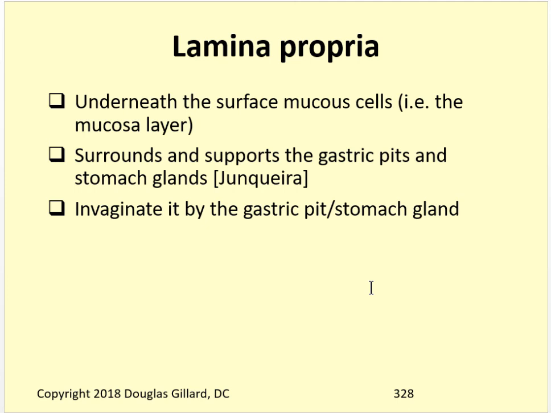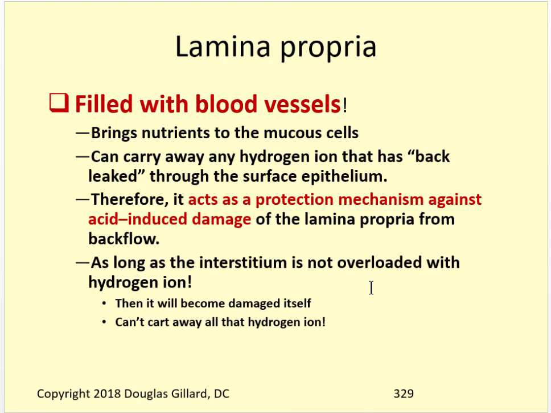Let's see. Lamina propria. Are we starting new? I think we're almost done here. Lamina propria, don't need to say too much. Again, that is the surface the mucosal cells sit on. It surrounds and protects the gastric pits. It's got blood vessels, so it helps soak up any back leak hydrogen ions. Filled with blood vessels, said this already. Brings nutrients. This is where it feeds the mucosal cells. It can carry hydrogen away and back leak hydrogen ion away, as we said. Therefore, it helps with the protection mechanism as long as it's not overloaded.